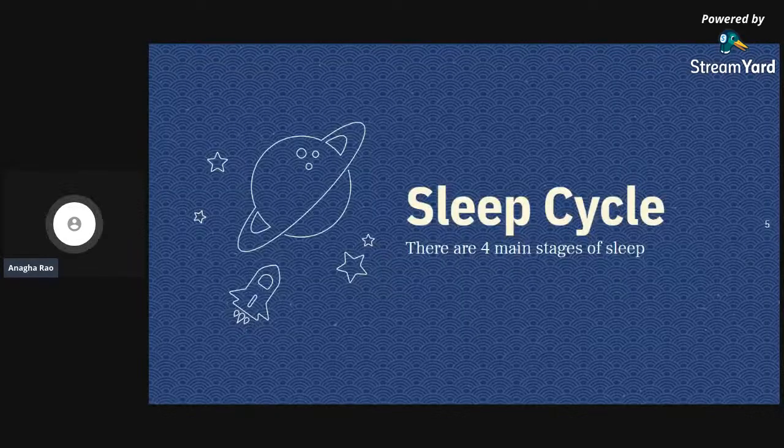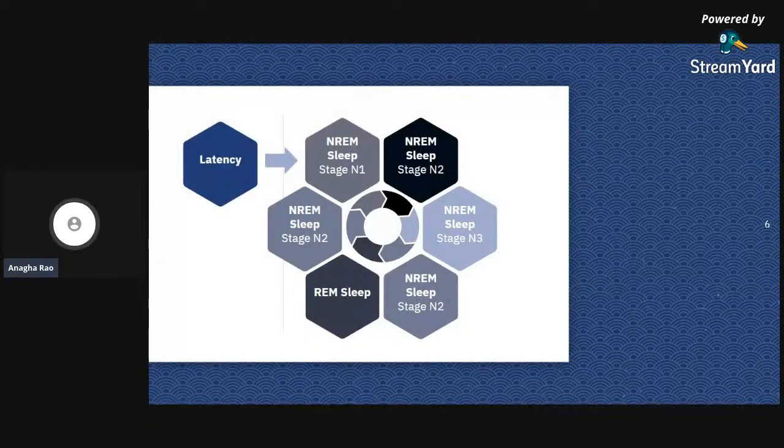Sleep cycle. There are four main stages of sleep, and we're going to go into a little bit about them. First of all, this diagram depicts the sleep cycle. You might see, what is latency? Latency is the transitional stage between sleeping and awake. In the sleep cycle, this occurs approximately 4 to 5 times per night. And as you can see, stage 2 repeats 3 times. The majority of our time is spent in stage 2 of the sleep cycle.